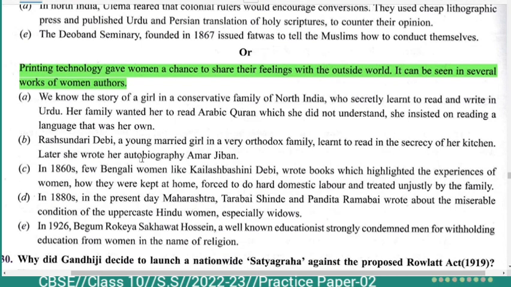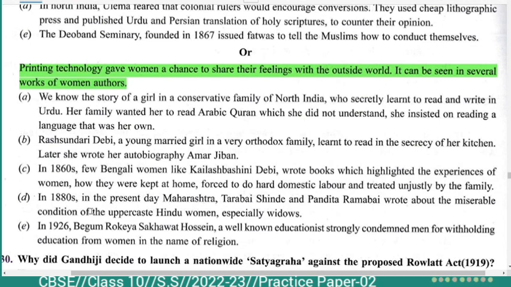Rash Sundari Devi, a young married girl in a very orthodox family, learned to read in the secrecy of her kitchen. Later, she wrote her autobiography, Amar Jiban. In the 1860s, a few Bengali women like Kailash Bashini Devi wrote books which highlighted the experiences of women, how they were kept at home, forced to do hard domestic labor and treated unjustly by the family.